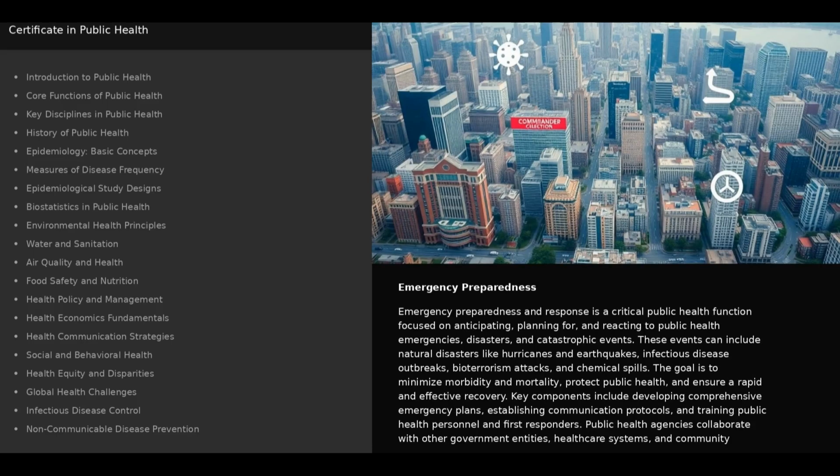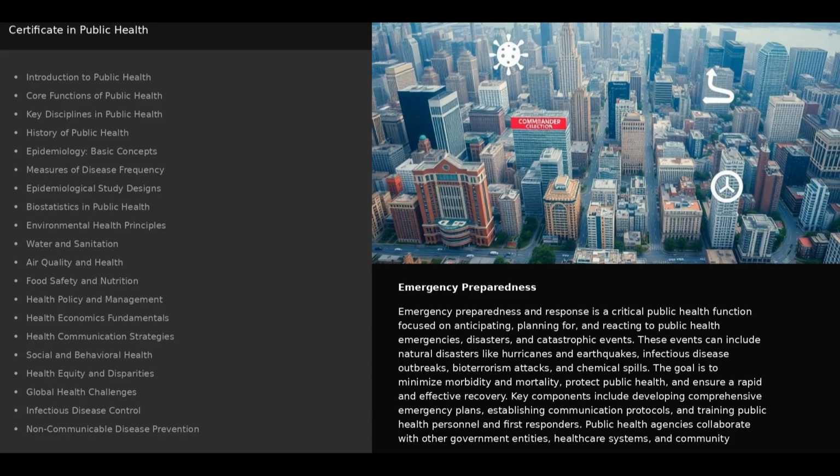Emergency preparedness. Emergency preparedness and response is a critical public health function focused on anticipating, planning for, and reacting to public health emergencies, disasters, and catastrophic events. These events can include natural disasters like hurricanes and earthquakes, infectious disease outbreaks, bioterrorism attacks, and chemical spills. The goal is to minimize morbidity and mortality, protect public health, and ensure a rapid and effective recovery. Key components include developing comprehensive emergency plans, establishing communication protocols, and training public health personnel and first responders.